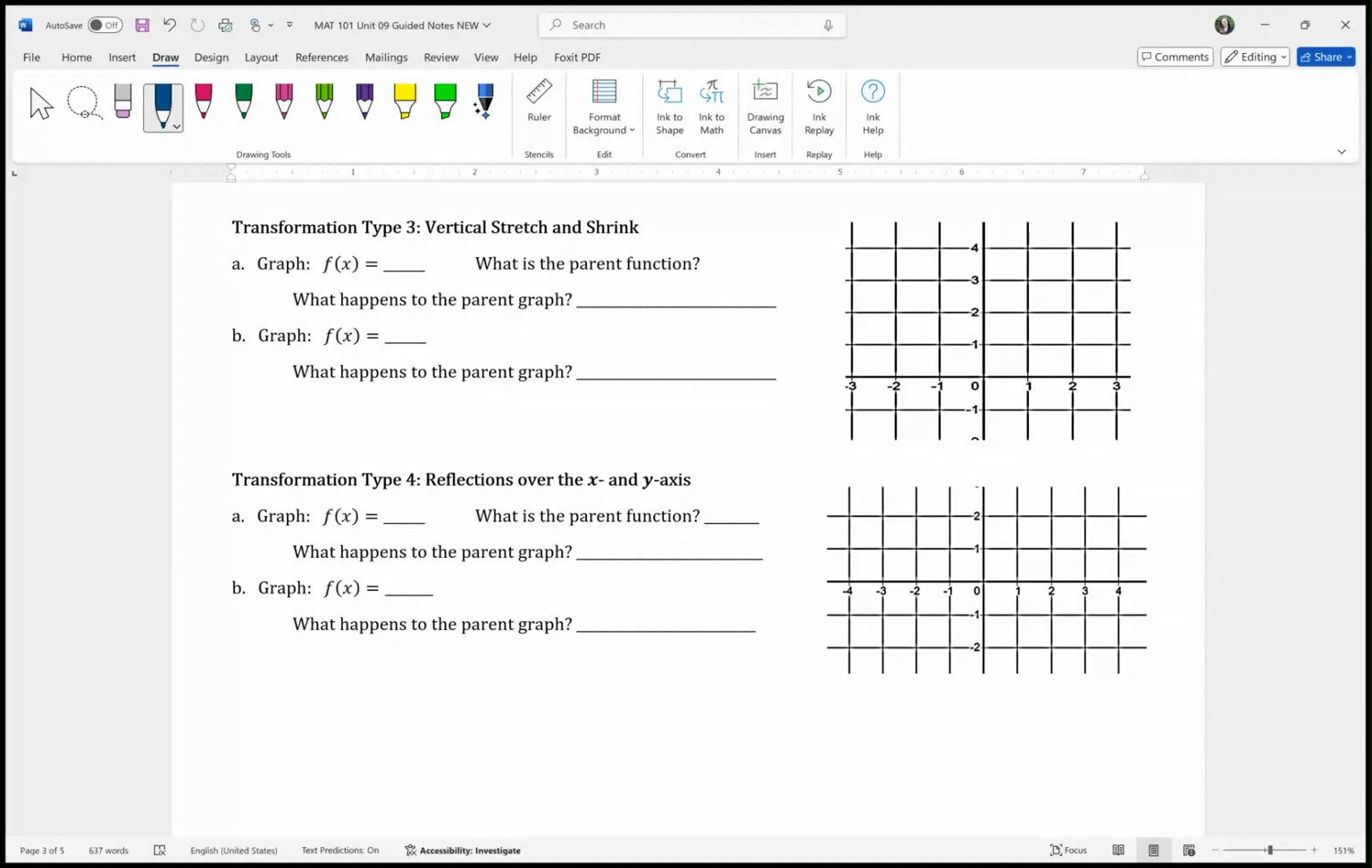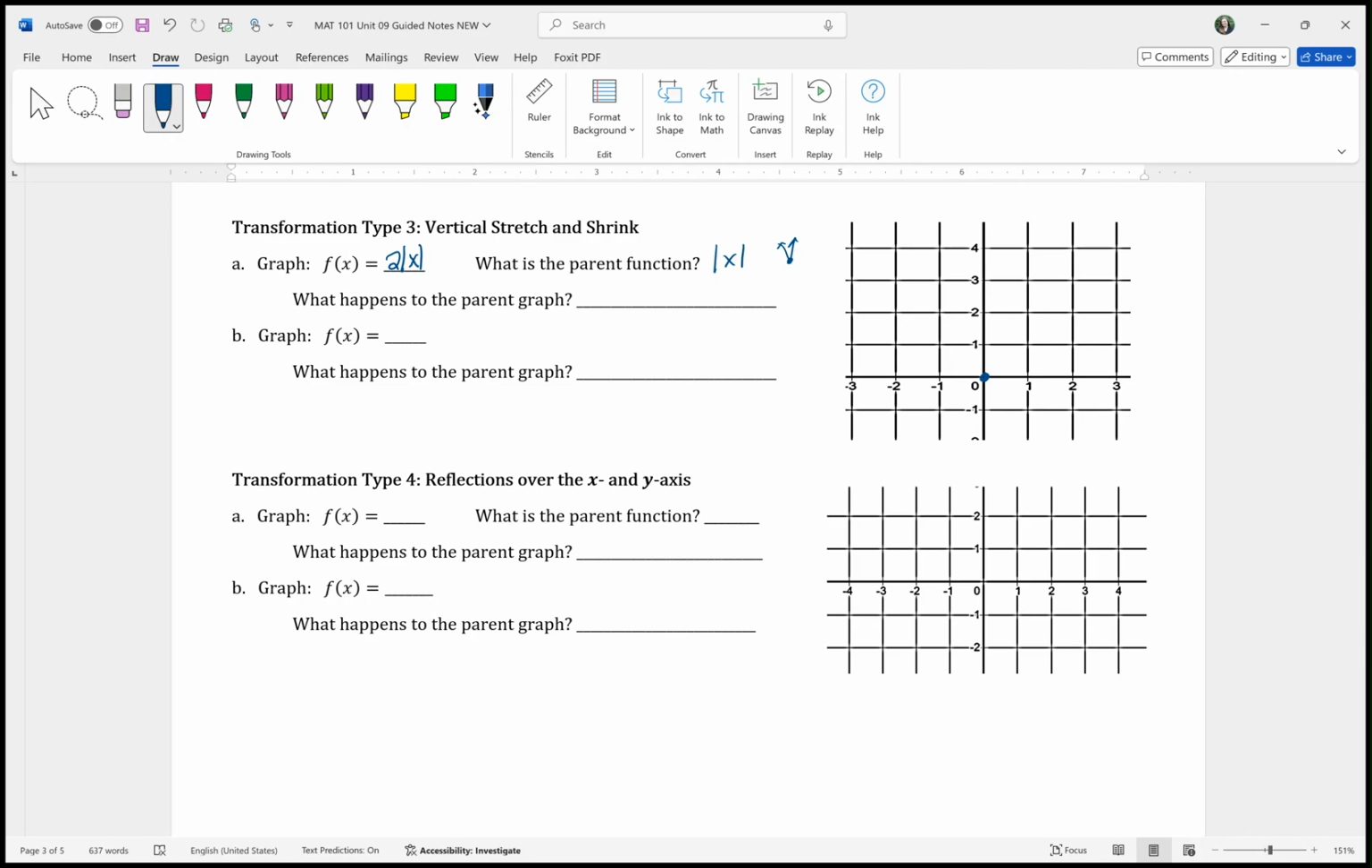Let's start with the graph of f of x equals 2 absolute value of x. So what is our parent function here? Our parent function is absolute value of x, okay? Remember that anything multiplied, added, or subtracted, if you take all that away, that's going to be your parent function that's left. All right, what does the graph of absolute value of x look like? It's a V shape with that bottom being the origin, okay? So we know that the origin is going to be down here. That would be where our parent function starts.